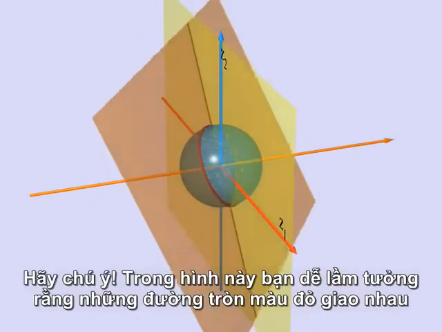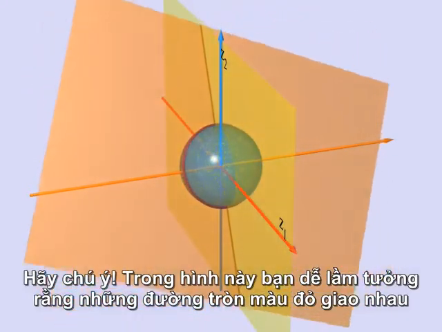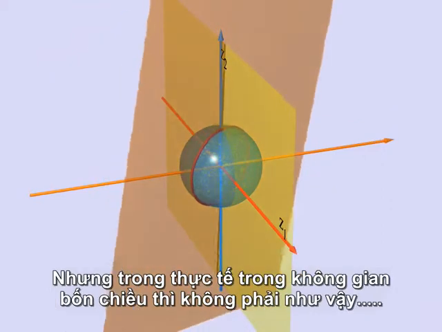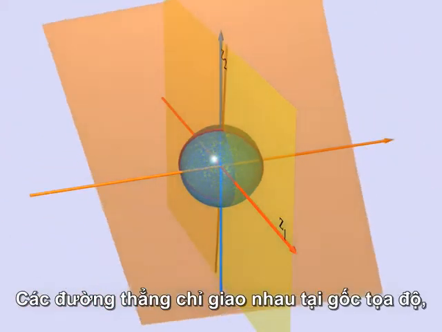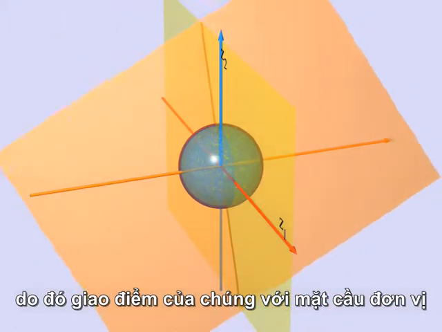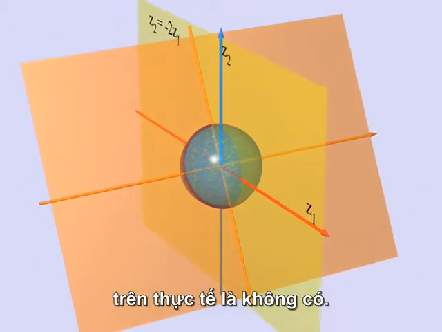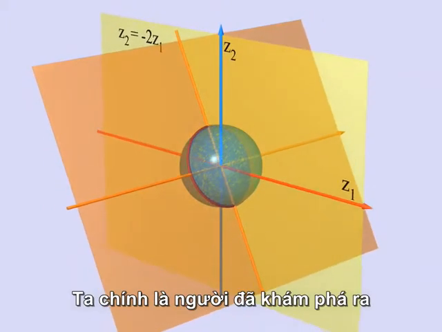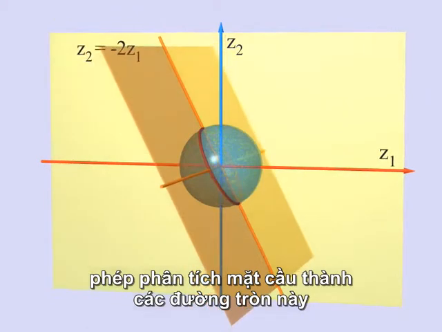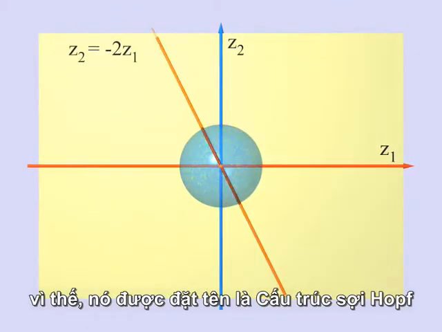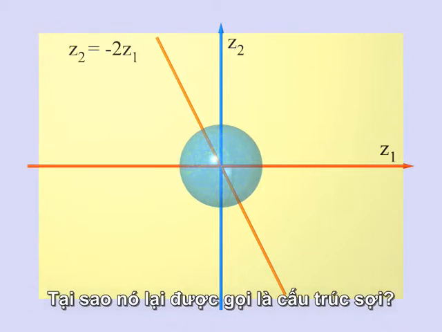Careful though, in the picture you get the impression that the red circles intersect each other, but this is not the case in the reality of dimension 4. Lines only meet at the origin, so their intersections with the unit sphere don't intersect at all in fact. I was the one who discovered this decomposition of the sphere into circles, and ever since it is known as the Hopf fibration. Why fibration?